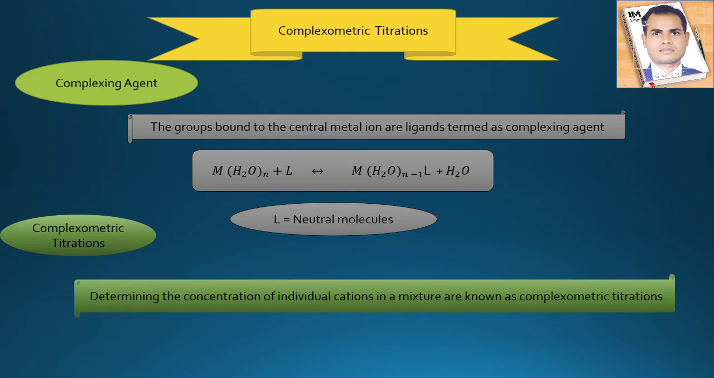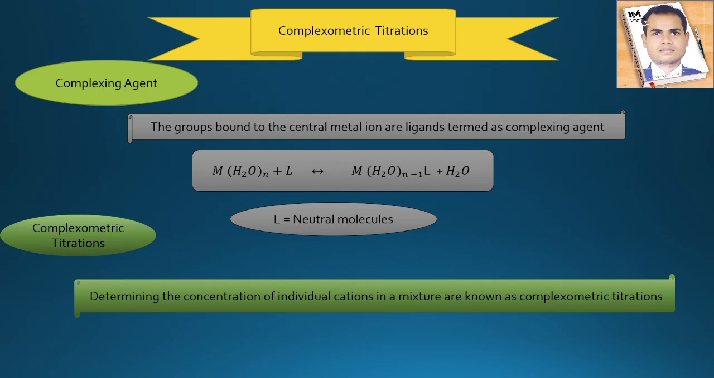In this case, determining the concentration of individual cations in a mixture is known as complexometric titration. Individual cations may be calcium, magnesium, or sodium. Depending on the valency of the complexing agent, we can determine these cations, these elements, with the help of this complexing agent.